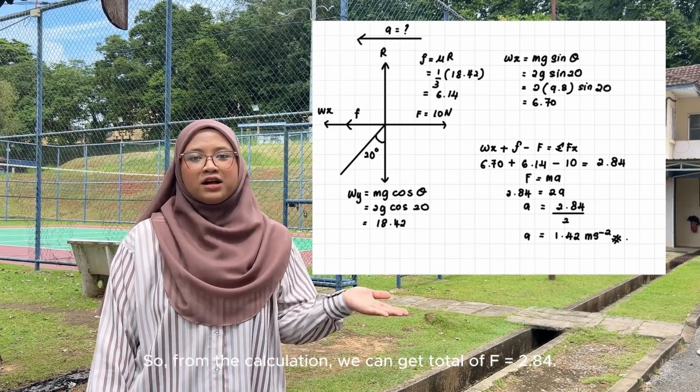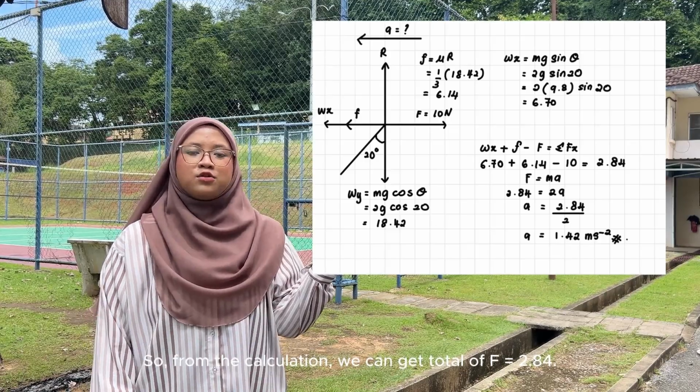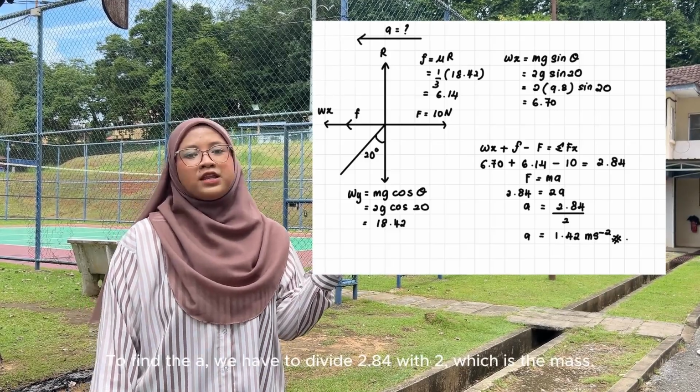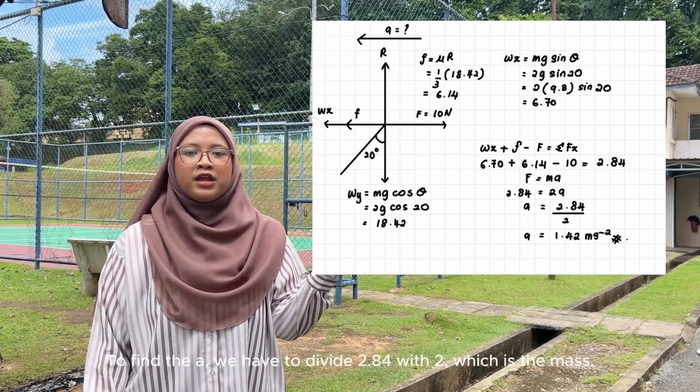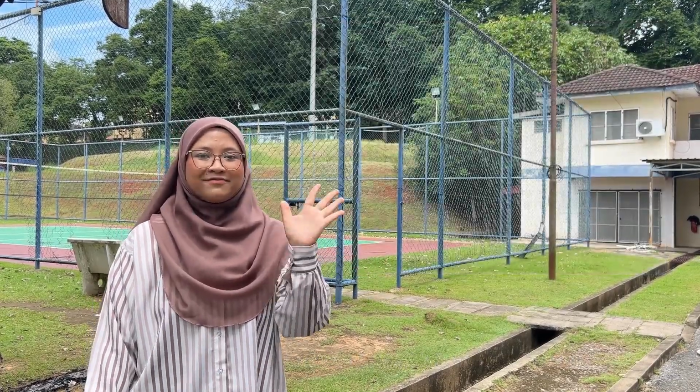From the calculation, we get total F equals 2.84. Then to find a, we divide 2.84 by 2, which is the mass. That's all.